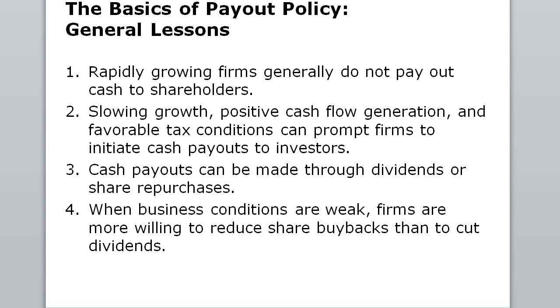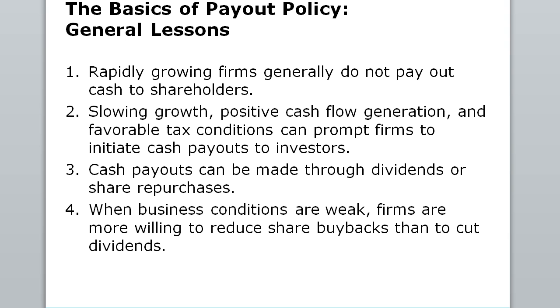Now, the opposite of that, a slow growth company with good cash flow and favorable tax conditions will prompt a lot of these types of companies to pay cash dividends to investors, like a utility. A utility has a very reliable source of income that generates a lot of cash flow, and they can afford to pay a more consistent dividend to investors.